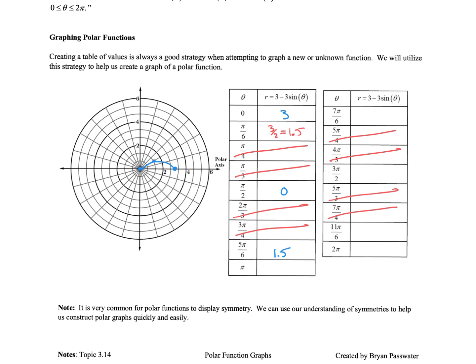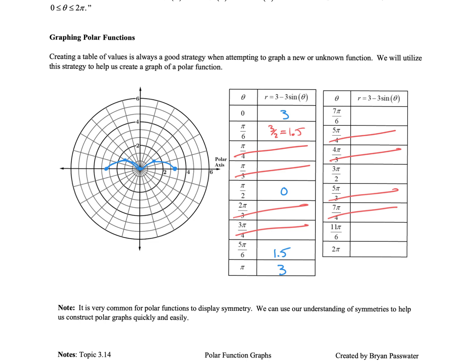1.5. And so at 5 pi over 6, which is over here, I'm going to go out 1.5, so now I'm right there. Now I'm going to substitute in pi. When I get pi, what's the sine of pi? 0. And so then what do I get here? I get 3. All right. And so at pi, I'm going out 3. And so now it goes like that.